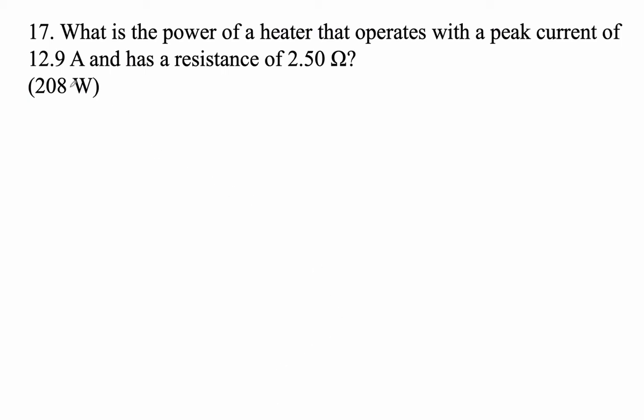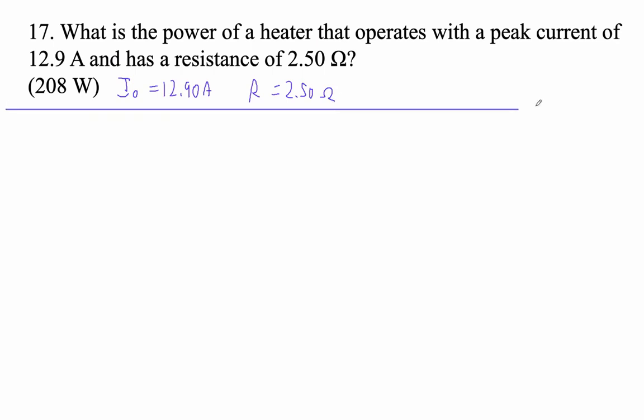Okay, so let's see. This operates with a peak current. So my peak current is 12.90 amps. There's no zero, I guess. And then my resistance, there's no such thing, by the way, as peak resistance. It's just the resistance, 2.50 ohms. Thank heavens. All right, so there really are two ways to do this.